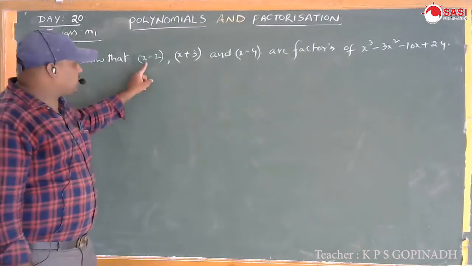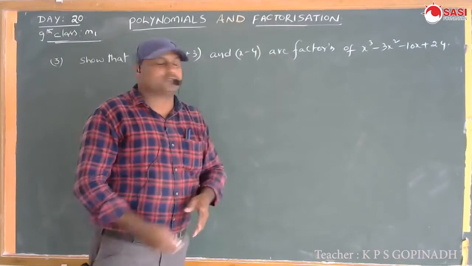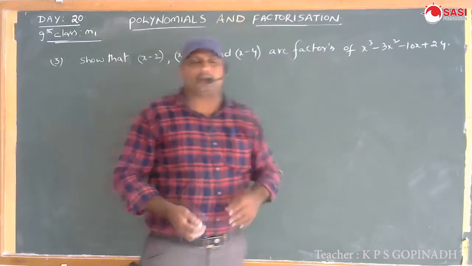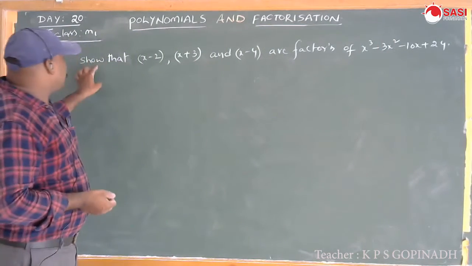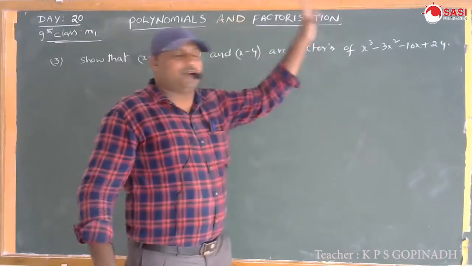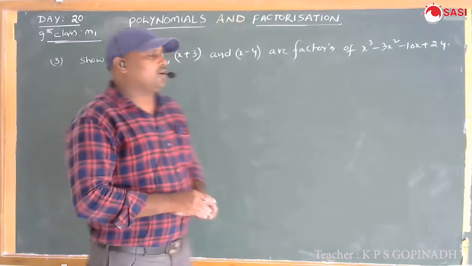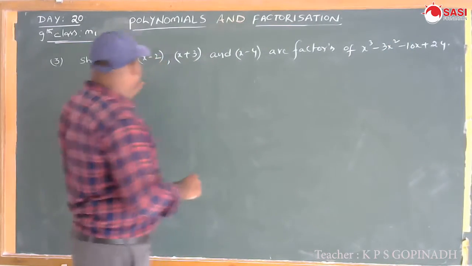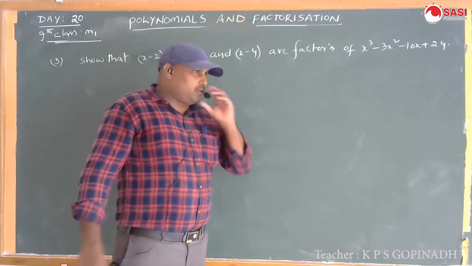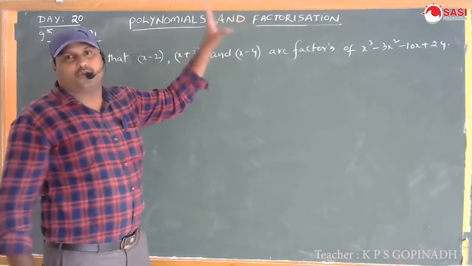Show that x minus 2, x plus 3, and x minus 4 are factors of x cube minus 3x square minus 10x plus 24. So what you have to show is that x minus 2, x plus 3, and x minus 4 are the factors of the given polynomial x cube minus 3x square minus 10x plus 24. To check whether they are the factors, you have to calculate f of 2, f of minus 3, and f of 4 by using the factor theorem.